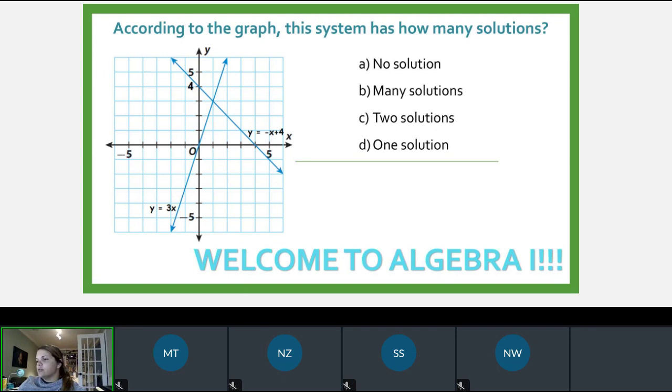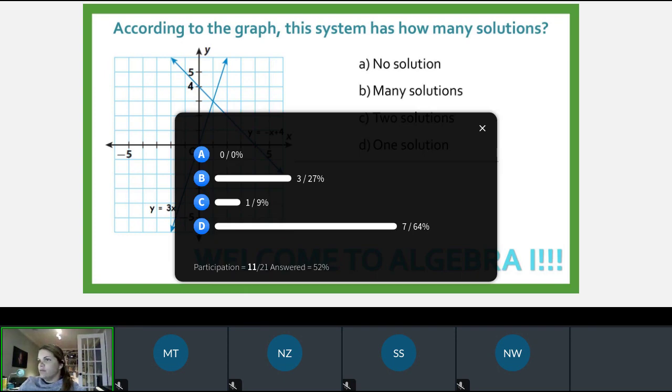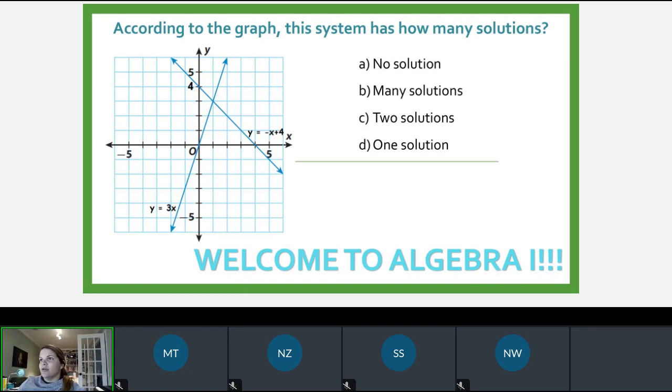All right, good. So 58% of you got the answer correct. The correct answer is D, one solution. So a solution is the point where two lines intersect. Okay, we have one point right here. We write that point as an ordered pair, so 1, 3. These lines are not parallel, so it's not no solution. We have two different lines, so it's not many solutions. And then it only intersects one time.